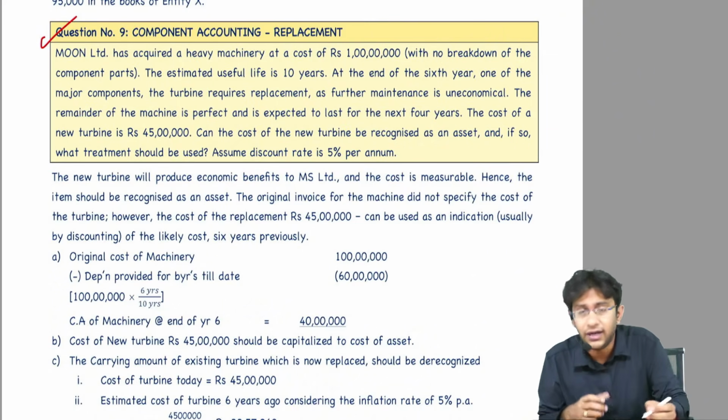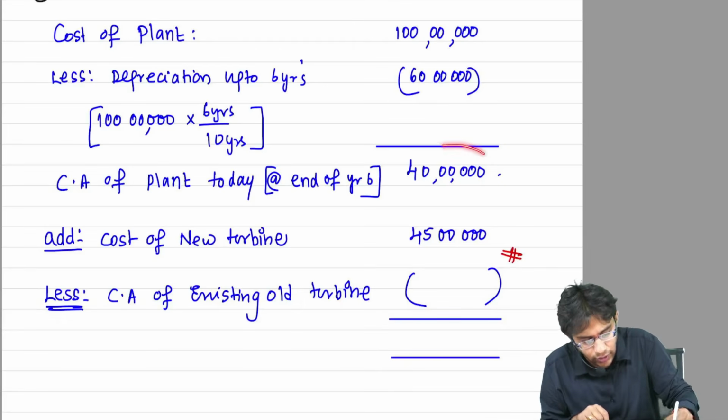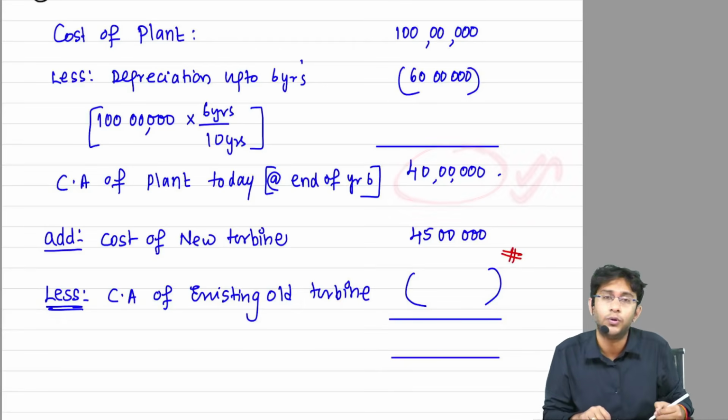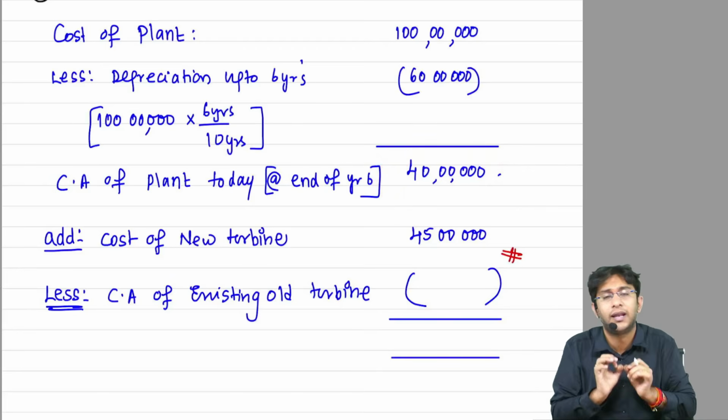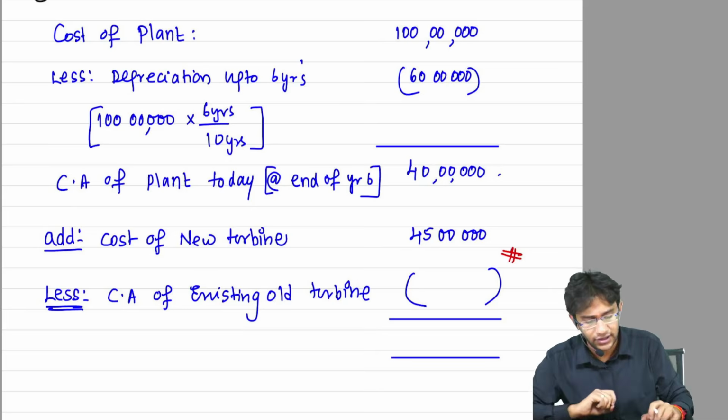Now, how will I identify that? In that 40 lakhs today, how much is the turbine's carrying amount? If 40 lakhs is the carrying amount of the entire plant, in that I want only the turbine's carrying amount. Now, how will I get that? For that, one small trick is there.